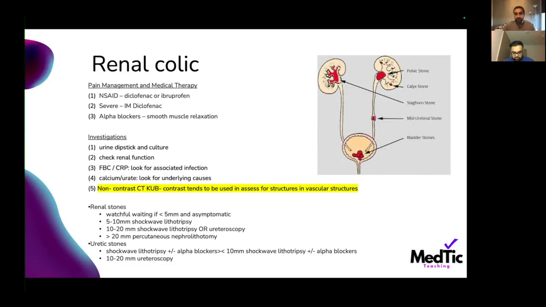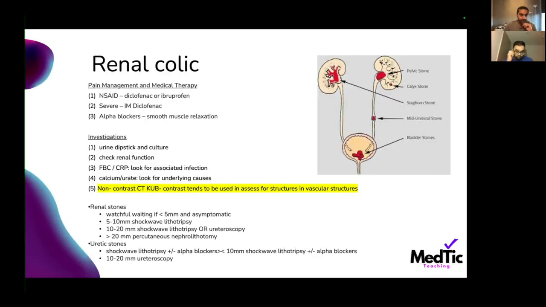So the reason why it's a non-contrast rather than contrast is contrasts tend to be used if you're looking for abnormality in vascular structures, so looking for clots, or sometimes we do CT heads, you do contrast there. Now you could say, why not just do contrast anyway? Contrast can actually worsen renal function, and I'm not saying this patient had AKI, but because there's a renal colic, I'm sure there's some sort of kidney impairment with that. So renal colic or renal stones, you're looking to do a non-contrast CT-KUB.